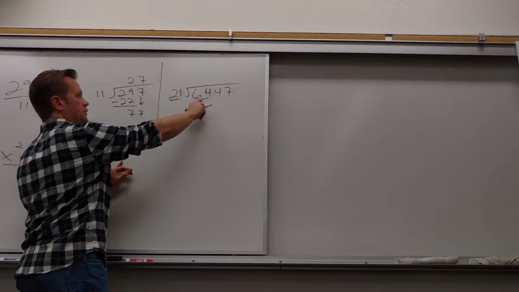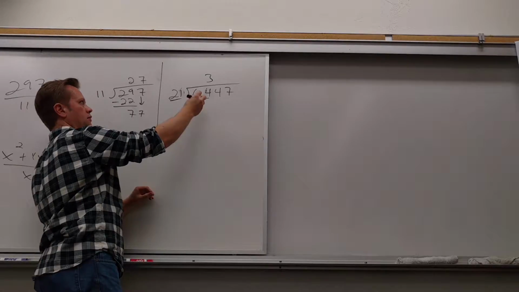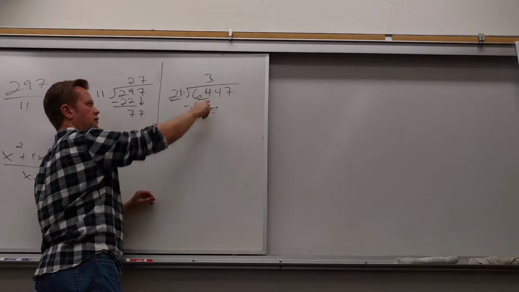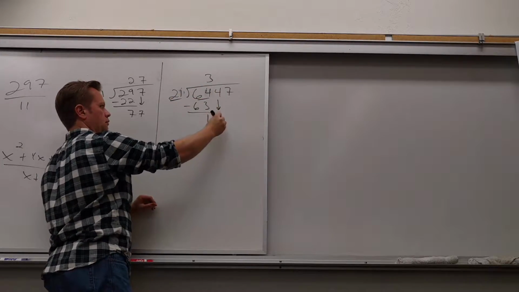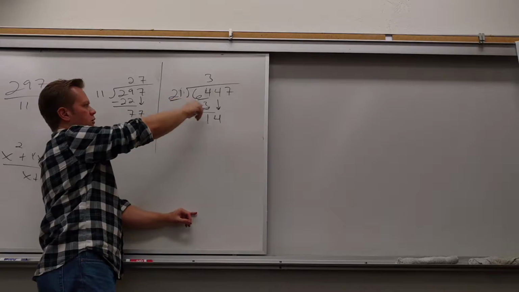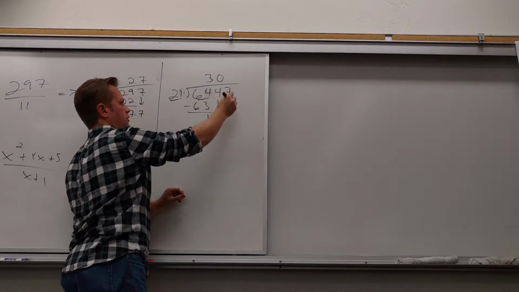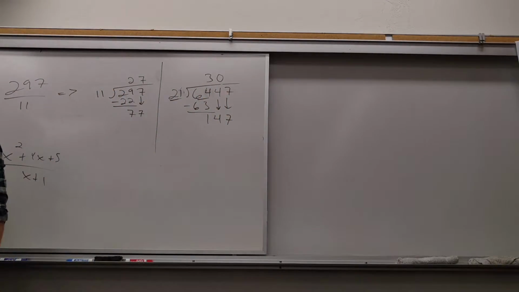Alright, so 2 into 6 is 3. So I'm going to put a 3 there. 3 times 21, 63. Change the sign. 1. Does 21 go into 14? No. So then what do I put up here? 0. Then you bring down the 7. See, people forget that. You haven't done long division in a while, so I don't blame you too much.